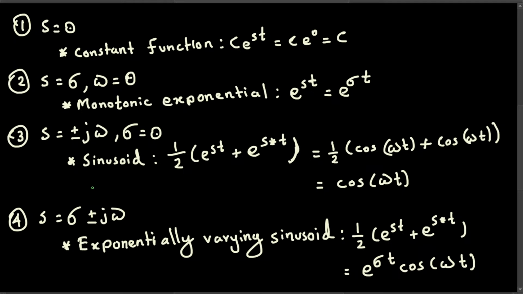And the fourth situation is when s is equal to sigma plus or minus j omega, an exponentially varying sinusoid, that's half e power st plus the conjugate e power s star t. That can be expressed as e power sigma t cos omega t.